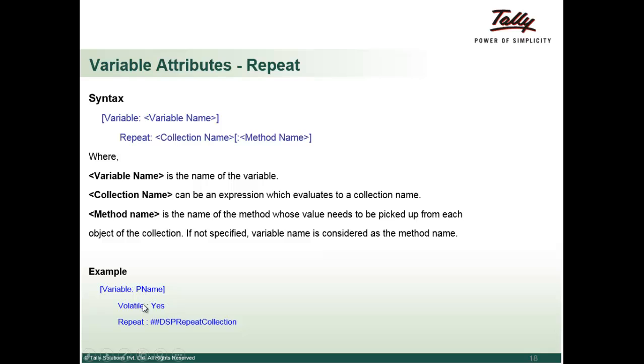So there is an example called variable p name, and here they have told repeat over hash DSP repeat collection. So we know that to access the value of a variable we use the modifier hash. This DSP repeat collection variable consists of a value which is a collection name, and now I say variable p name repeats over the value that is inside DSP repeat collection. So let's go through how it is done.